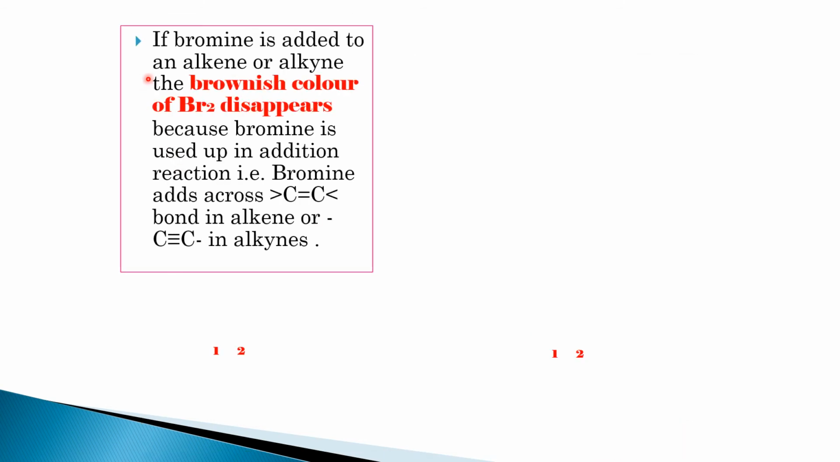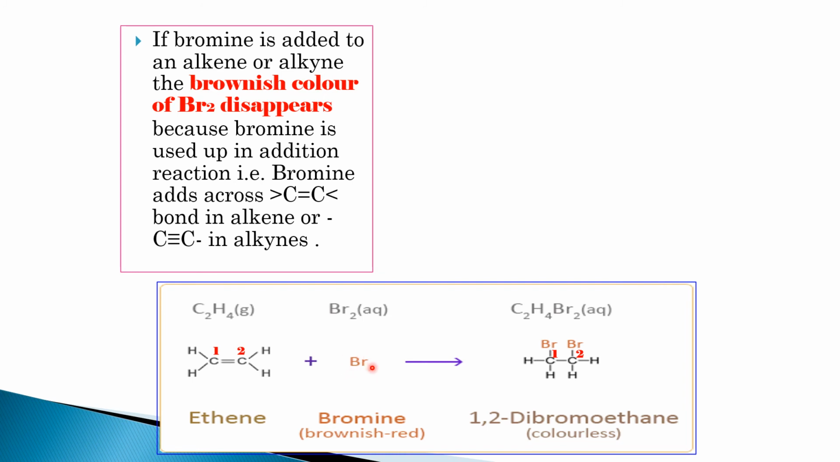If bromine is added to an alkene or alkyne, the brownish color of bromine disappears because bromine is used up in the addition reaction. That is, bromine adds across the carbon-carbon double bond in alkenes or the carbon-carbon triple bond in alkynes. For example, when Br2 is added to ethene, it gives 1,2-dibromoethane, in which Br2 is added across the carbon-carbon double bond in ethene, because of which the double bond is converted into a single bond.